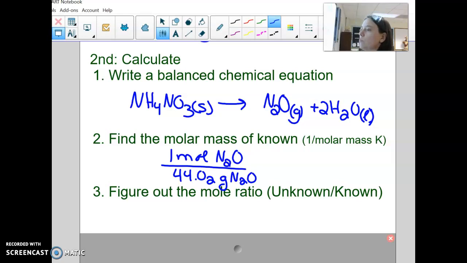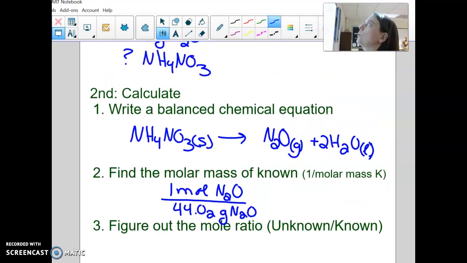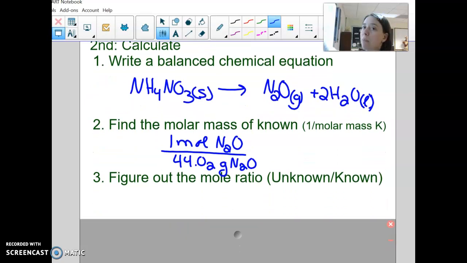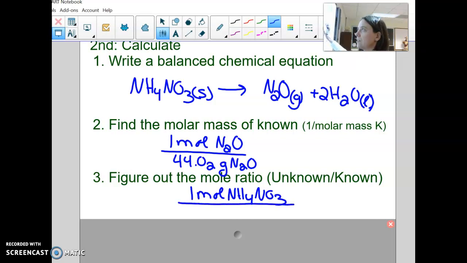Then we're going to figure out the mole ratio. Our unknown, the one we're going for, is ammonium nitrate. And in our balanced chemical equation, remember, we have 1 mole ammonium nitrate over 1 mole dinitrogen oxide.